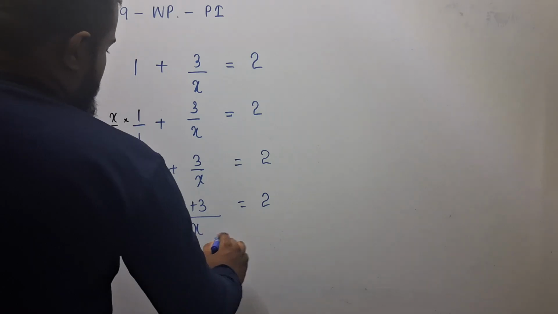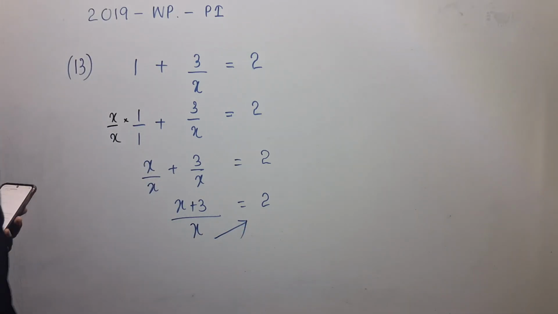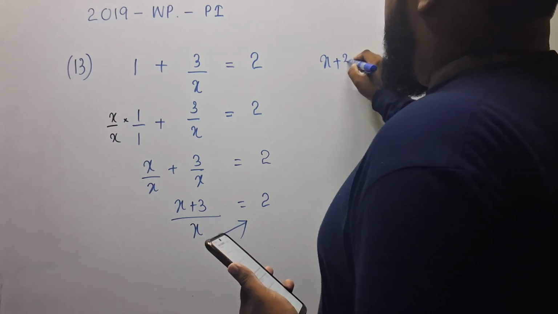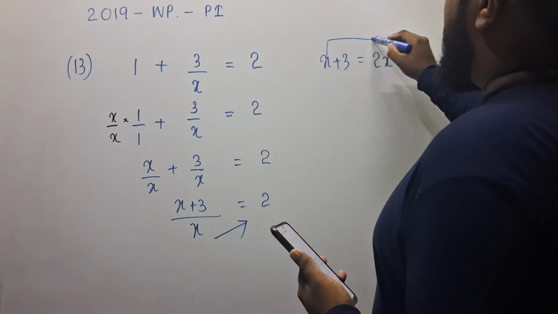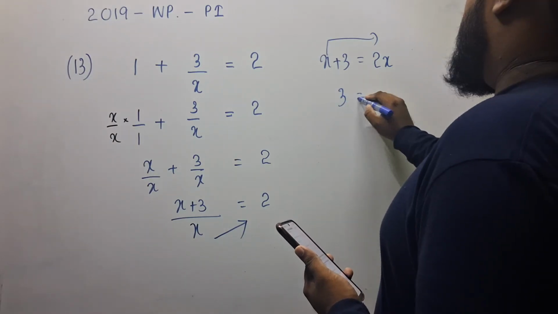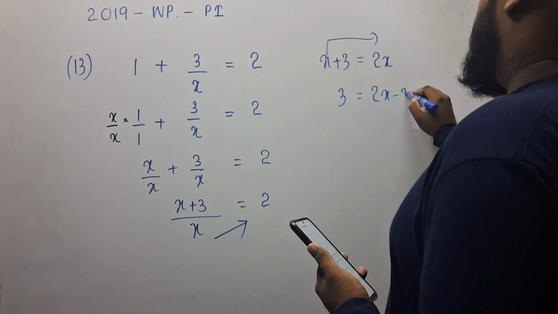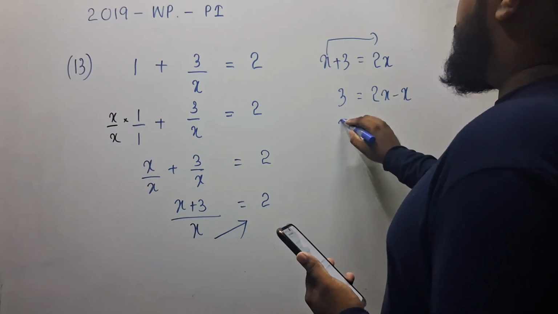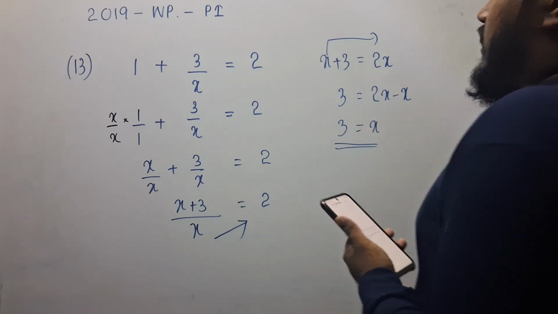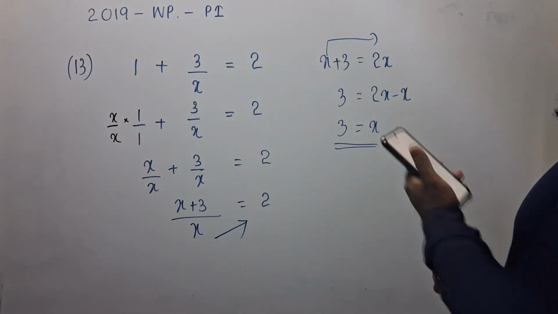Then you cross multiply. Then you are getting x plus 3 equals 2x. Then you take this x to the other side. 3 equals 2x minus x. So what's the value of x? 2x minus x, x equals 3. See how much time is wasted if you use this method.